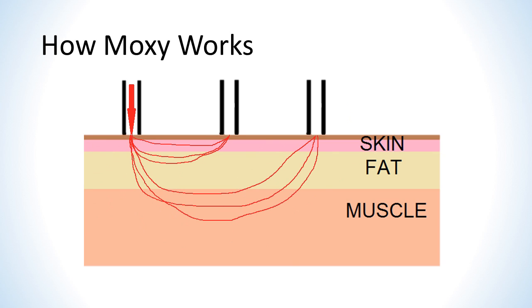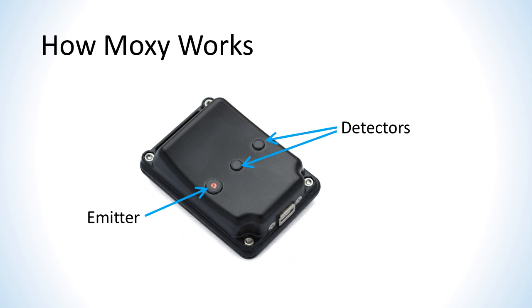However, a very small fraction of the light will make it back to the detector optodes and is delivered to the detectors in the sensor. The detectors are at different distances from the emitter, which allows the Moxy algorithm to isolate the signal from the muscle layer. You can see here in the picture the light emitters and detectors on the bottom side of the Moxy sensor. The emitter blinks a red light to take the measurements.